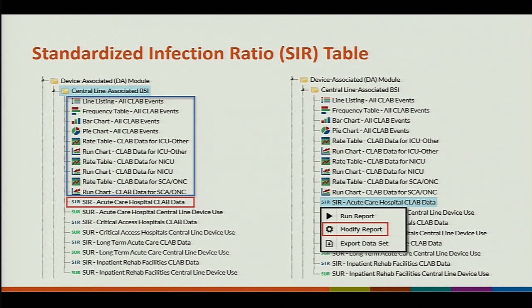The first option is to run the report, which means the report will run with default modifications already in place. The second option is to modify, and this is where you will have the opportunity to change the report to your specific modifications. And the last option is to export the data set. Exporting from this screen specifically will export the raw data set without any modifications or SIR calculations. So for the next couple of slides, we'll discuss the modification and take a look at your report.